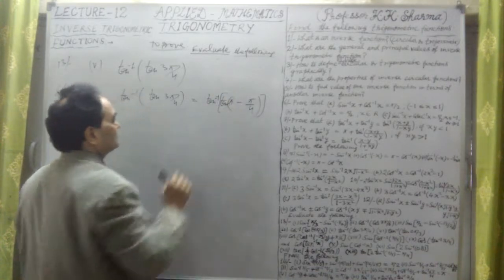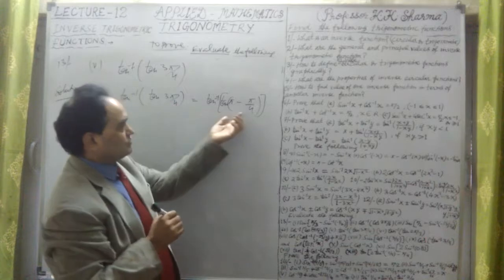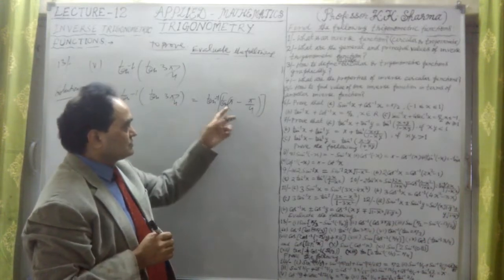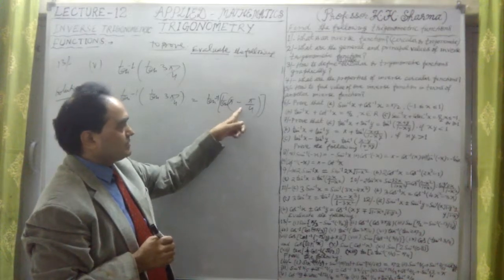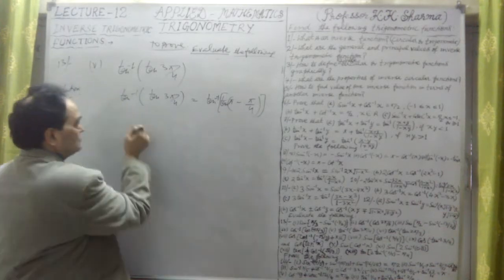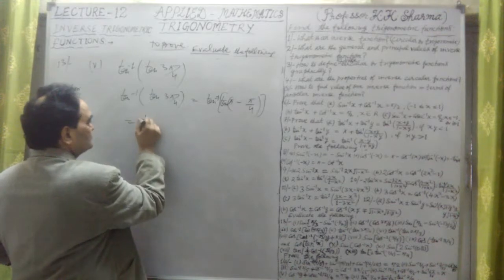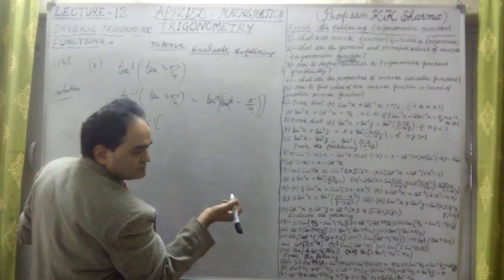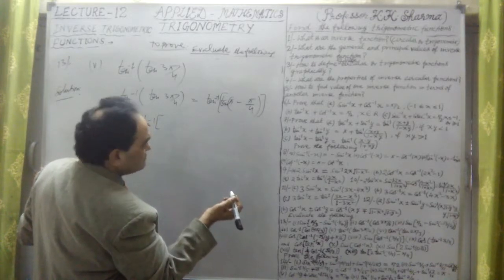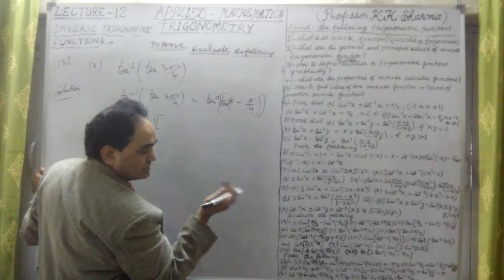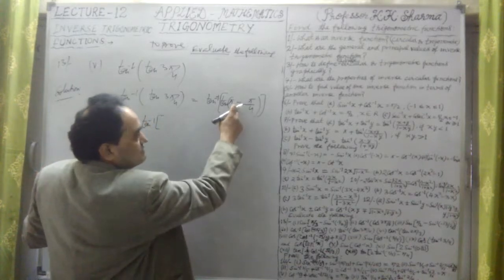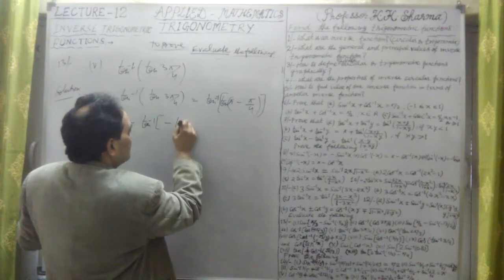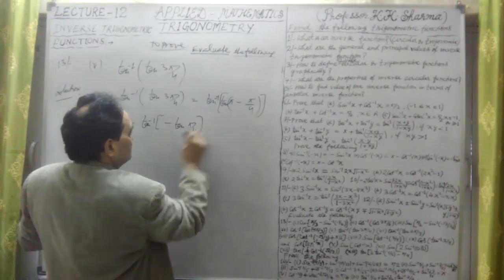Tan inverse of tan, because inside the bracket we are solving this. Inside the bracket was tan 3 pi by 4. That tan 3 pi by 4 is written as tan of pi minus pi by 4. So it will give us tan inverse of tan of pi minus theta, which is in the second quadrant. In the second and fourth quadrants tan is negative. Pi minus theta falls into the second quadrant, so negative is minus tan pi by 4.